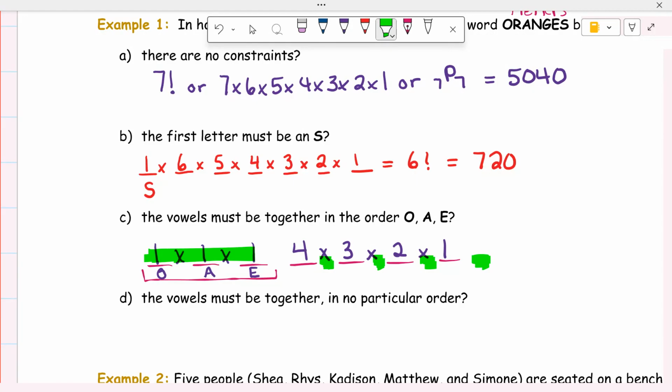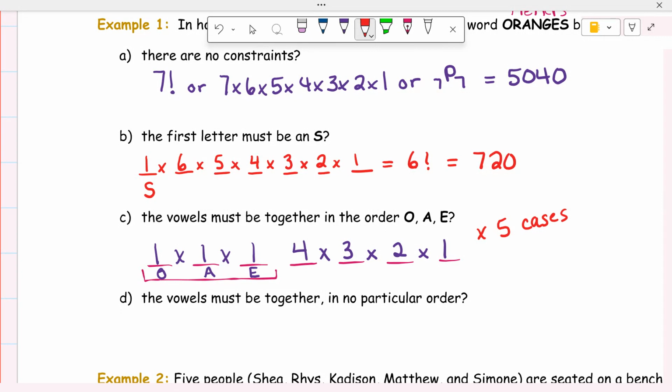So O, A, E can move. It could be at the beginning. It could be between the first and second. It could be between the second and third. Could be between the third and fourth, right? And it could be at the end, right? So with that in mind, like I said, you either draw them all out, all different 5 spots it can move, or you can just take this and times it by 5 cases, or if you want to say 5 positions, whatever the case may be. Right? Do you guys agree, cases, positions?